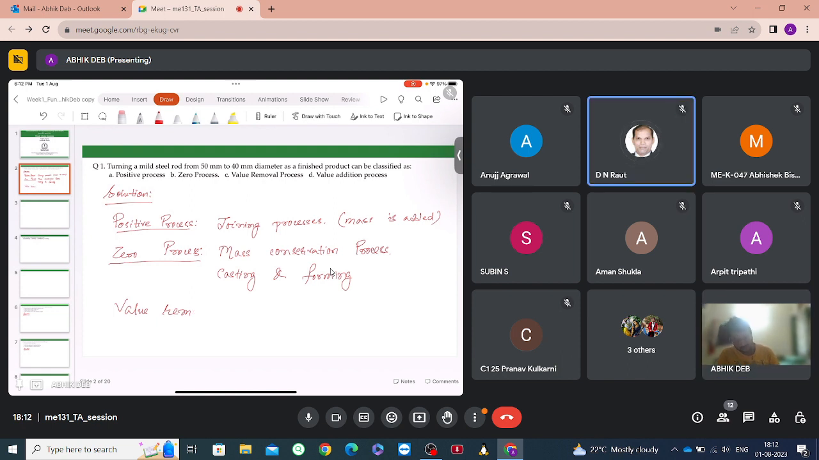Machining. Okay. The machining process is the value removal process. Okay, so before we go into it, there is a different classification. What is a negative process? So what is the difference between this value removal process and a negative process then?